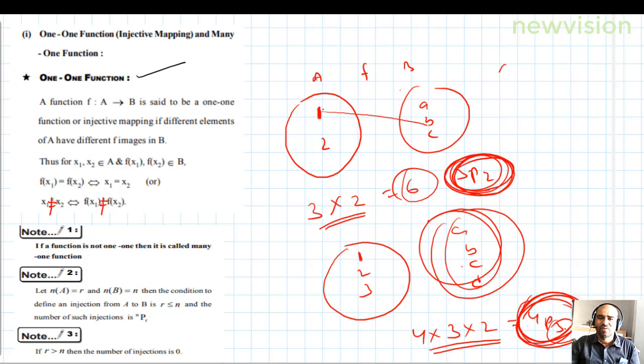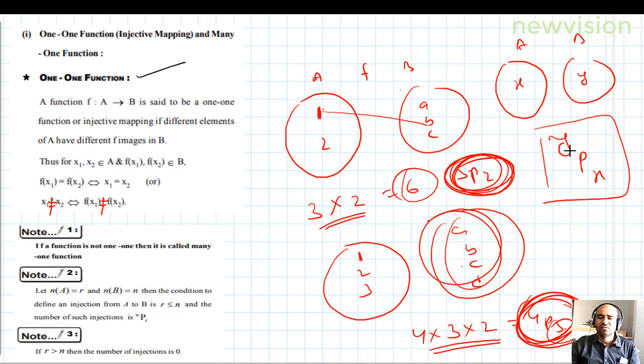Students listen. A has x elements, B has y elements. How many one-one functions exist from A to B? I can say yPx according to the product rule. What yPx stands for is permutations, so we will discuss that later. Just yPx means y into y minus 1 into y minus 2 and so on up to y minus x plus 1 ways. So that is the meaning.